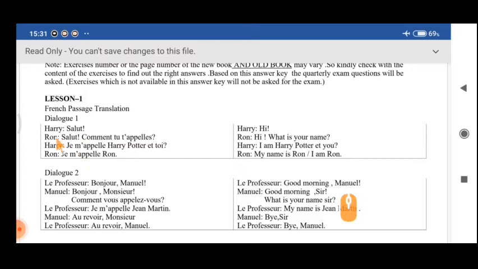Harry, salut. Ron, salut, comment tu t'appelles? Harry, je m'appelle Harry Potter. Et toi? Ron, je m'appelle Ron.